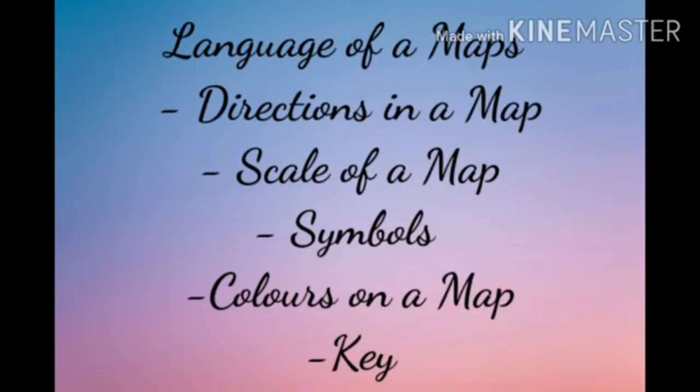Children, next one, colors on a map. You see, many colors are used in a map. These colors denote different things such as mountains, deserts, oceans, etc. See, oceans, seas, rivers and lakes are always shown in blue. Dark blue color means deep water and light blue color shows shallow water.